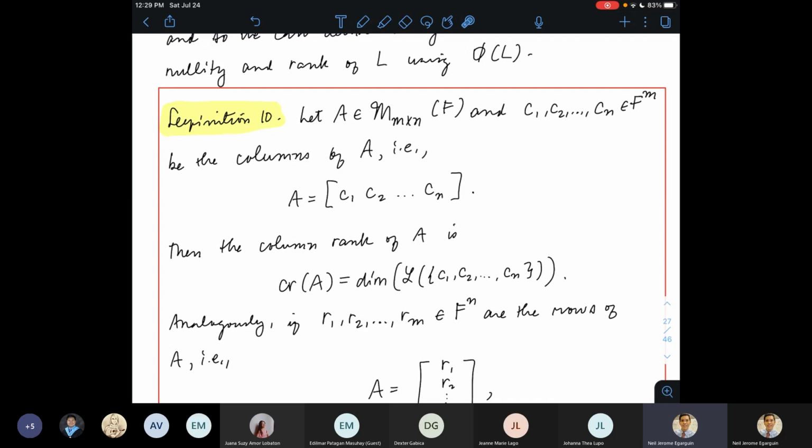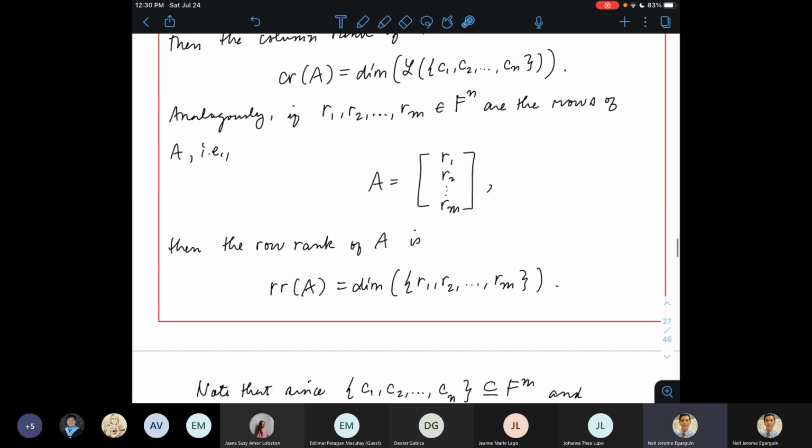Because actually the set of all linearly independent columns of your matrix will give you a basis for this vector space. But recall that the dimension is simply the number of basis elements for any basis. So that means pag nabilang ko na ilan yung linearly independent columns, then that means that would be the column rank, because it is exactly the dimension of the span of the columns.